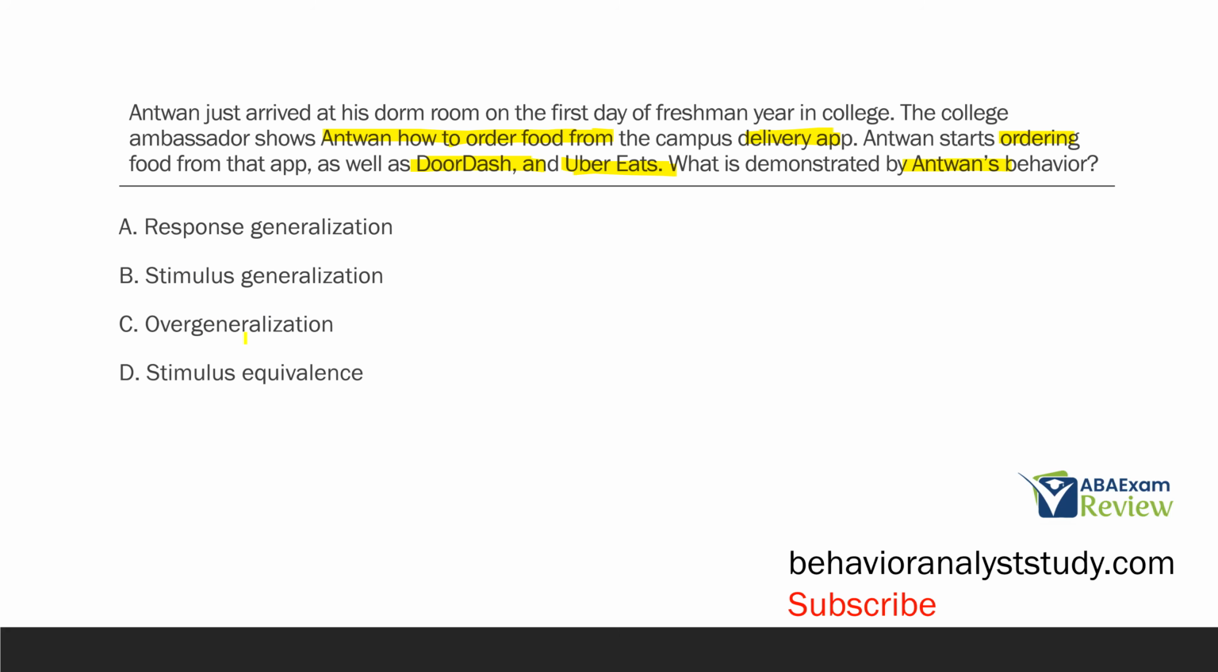Why is it not overgeneralization? Well, overgeneralization is when a response occurs at the wrong time. It occurs too often. It occurs at inappropriate times. He's not overgeneralizing. The responses are appropriate. He's just able to do them across different stimuli. And it's not stimulus equivalence. Stimulus equivalence, of course, has to do with reflexivity and symmetry and transitivity. It's not what we're talking about here. We're looking at Antoine's behavior, how it's generalizing in the presence of these different stimuli.